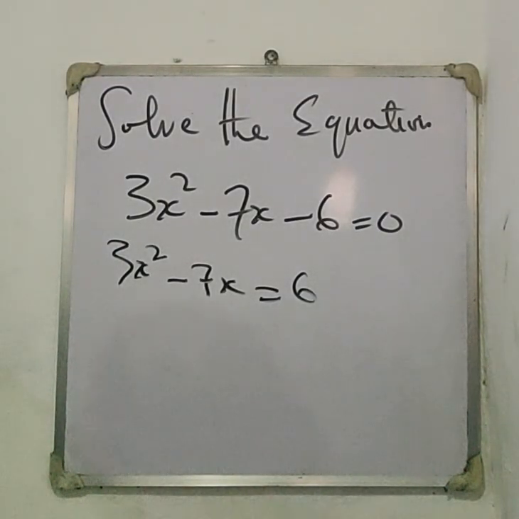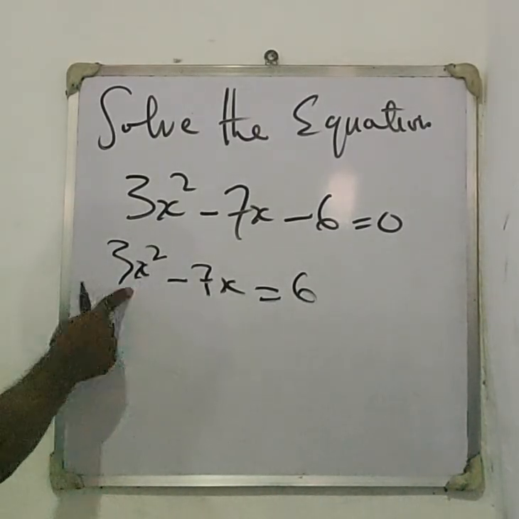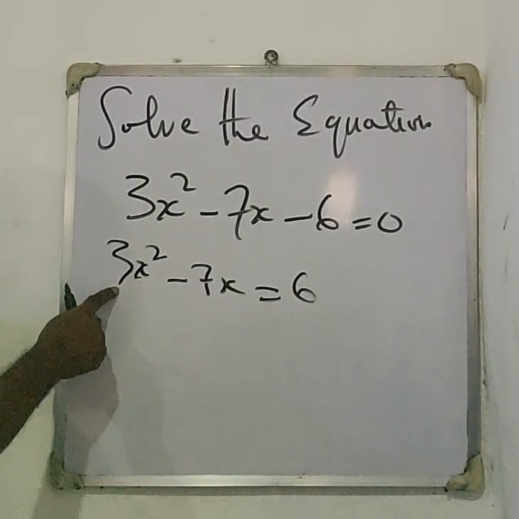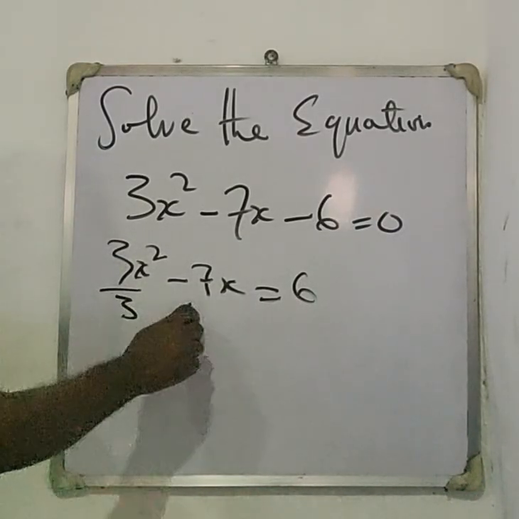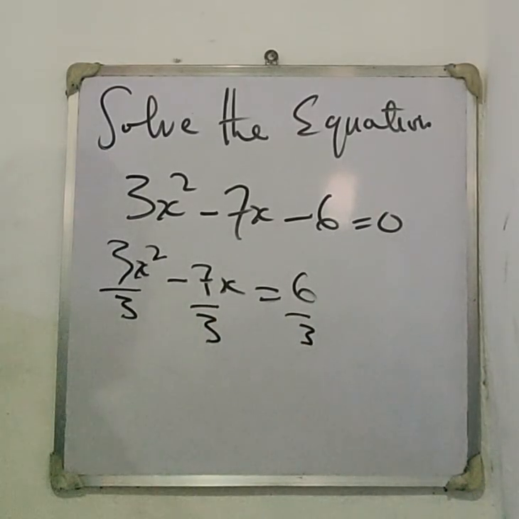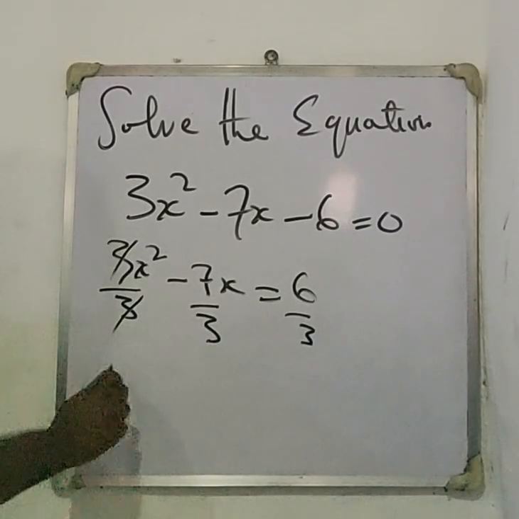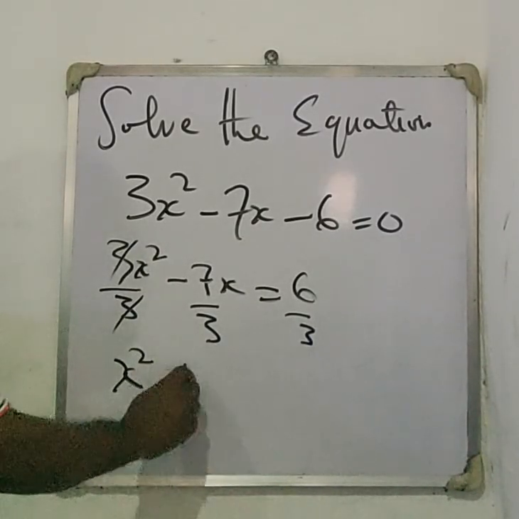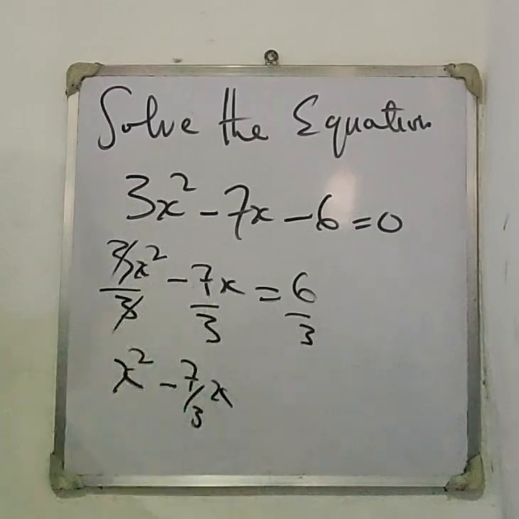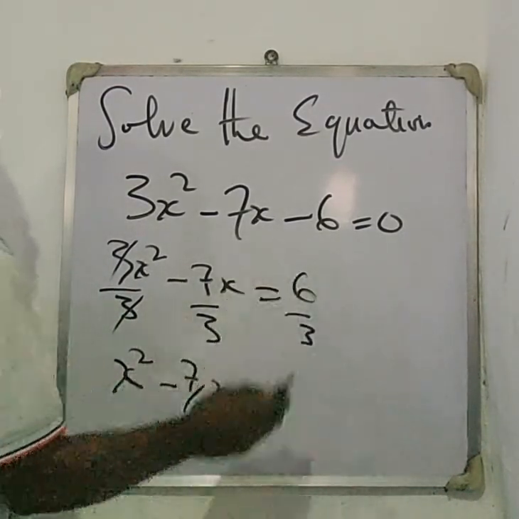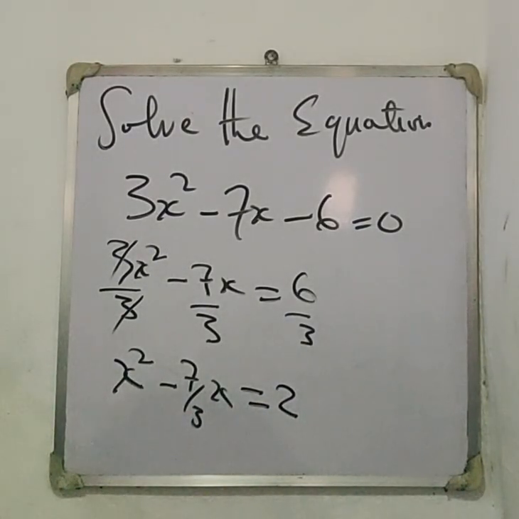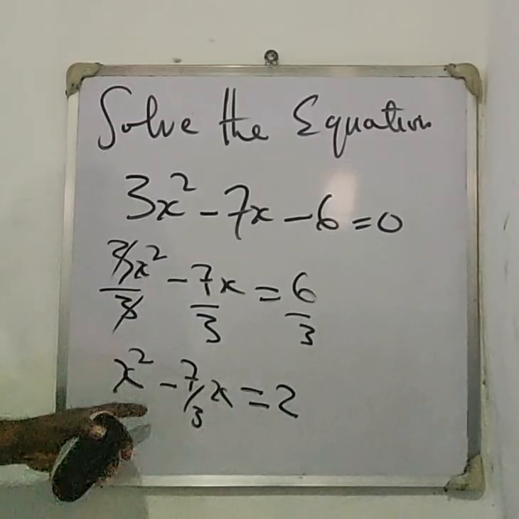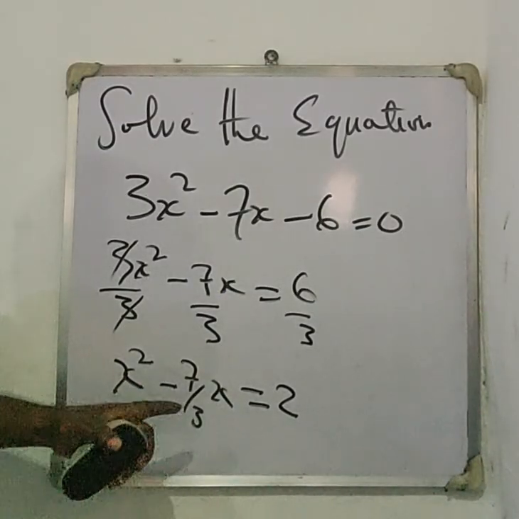But the next target now, we look at the leading term. The leading term has coefficient 3. We use 3 to divide individually, so over 3, over 3, over 3. So 3 cancels 3. We have x squared minus 7 over 3x. 3 will not divide 7 easily, so just leave it in fraction. Then 3 divides 6, and we have 2. That is where we are now. So x squared minus 7 over 3x equals 2.